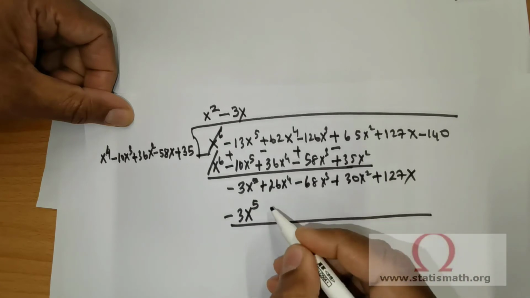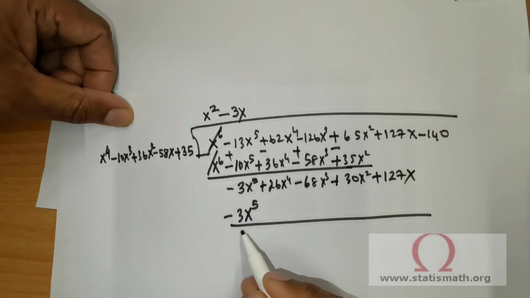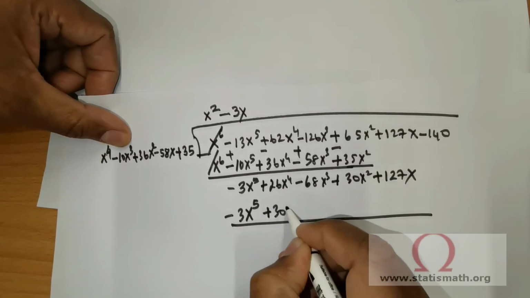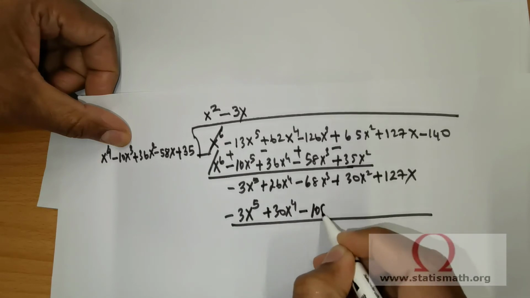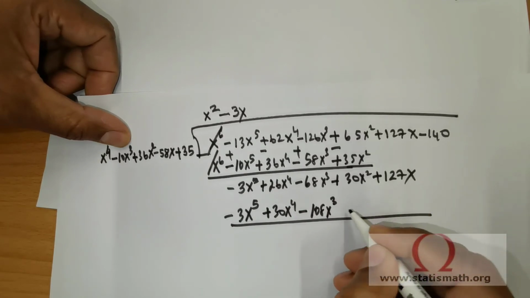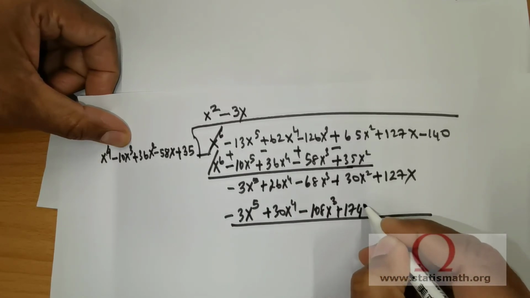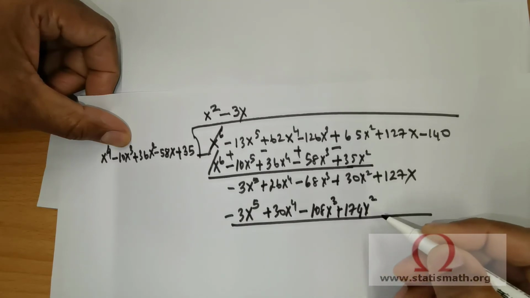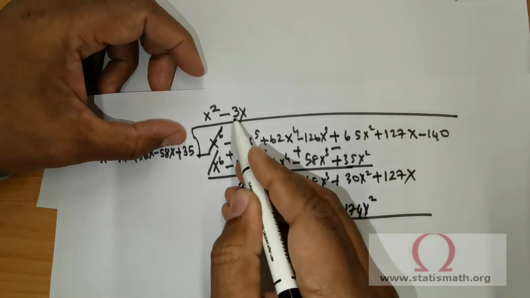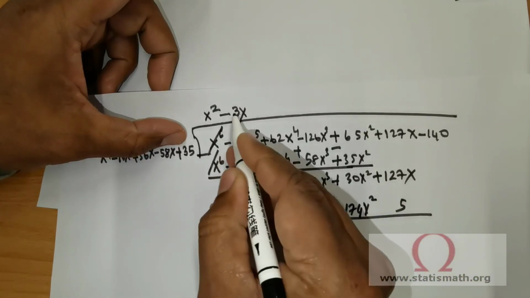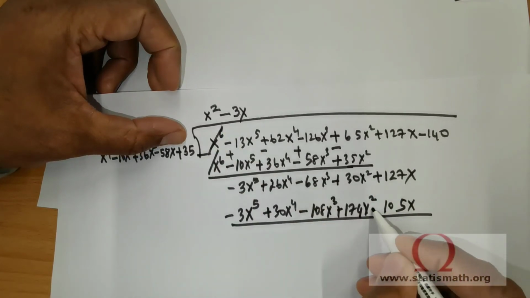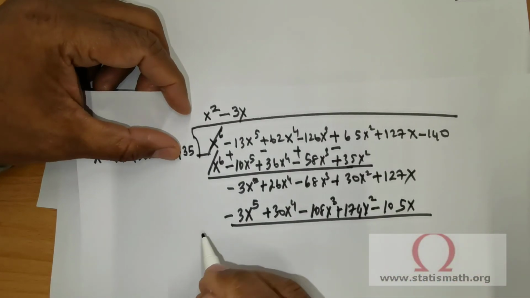Now 3x times x to the power 4 would give me negative 3x to the power 5, followed by positive 30x to the power 4, negative 108x to the power 3, okay, followed by positive 174x to the power 2, and this is going to be the final one. 3 5s are 15, 3 3s are 9, 10, 105x. Negative into positive will give me a negative sign. So I change the sign here.